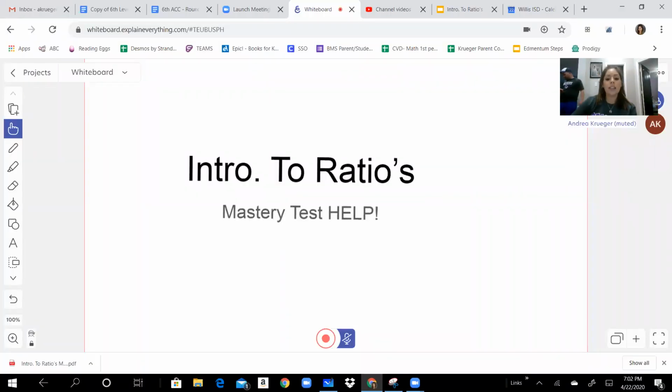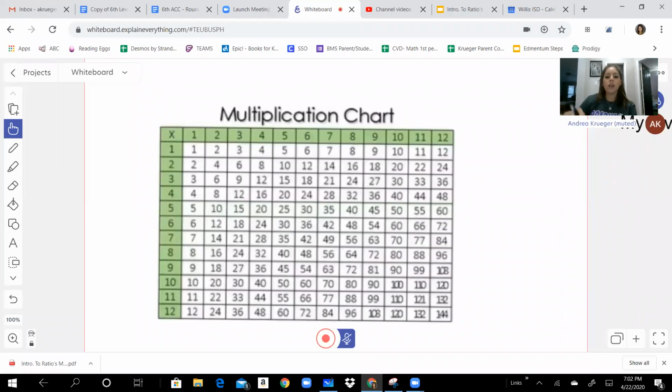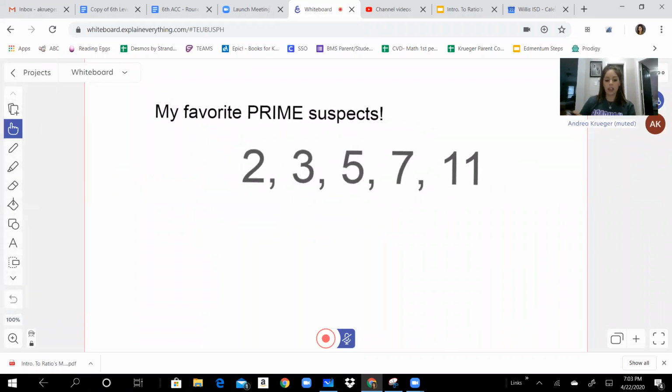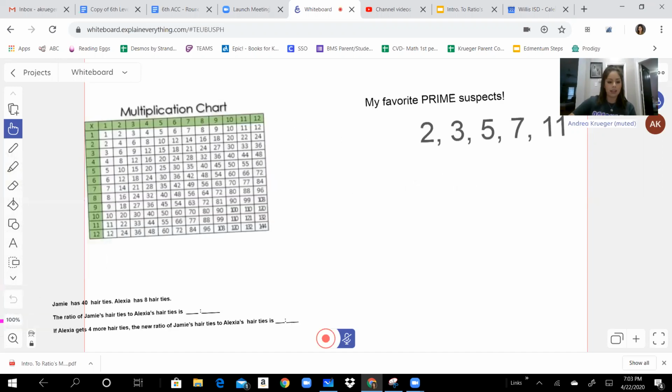Introduction to Ratios Mastery Test Help. There are two strategies you can use to help. One of those, as Ms. Harrell has taught y'all, is the multiplication chart. The other strategy is one of mine that may be new to you. It's my favorite prime suspects. These are the first 5 prime numbers, the prime number alphabet: 2, 3, 5, 7, 11. They kind of have a little rhyme to them, so that always helps me remember them. And I'm going to use a combination of both strategies to help you with this question.